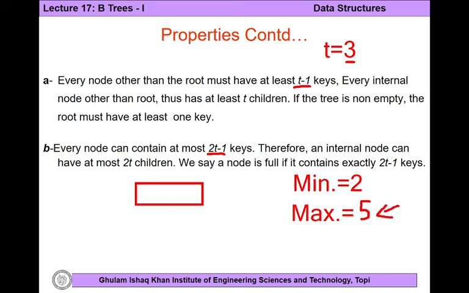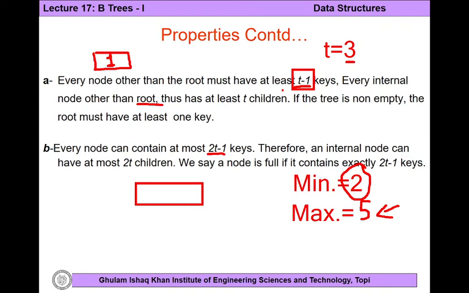Maximum 5 keys. But there is an important point, that this lower bound is not applicable on the root node, because the first time you create a node, it will have 1 key at least, okay, which is less than this minimum bound, right? So the minimum bound is not applicable on the root node. On the rest of all the nodes in the B tree, minimum and maximum bounds are applicable, right?